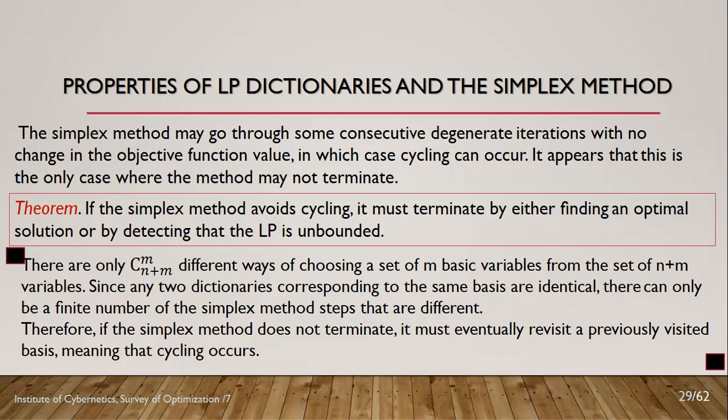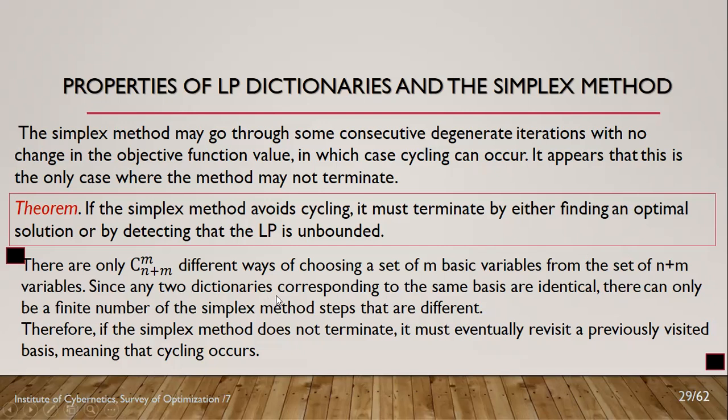So the basic feasible solutions are uniquely determined by the selection of the basic variables. We express basic variables through the non-basic variables. So the basic solutions which we encounter while running the Simplex algorithm can be at most the combination of n plus m taken by m different ways of choosing a set of m basic variables from the set of n plus m variables. N actually refers to the number of original variables.